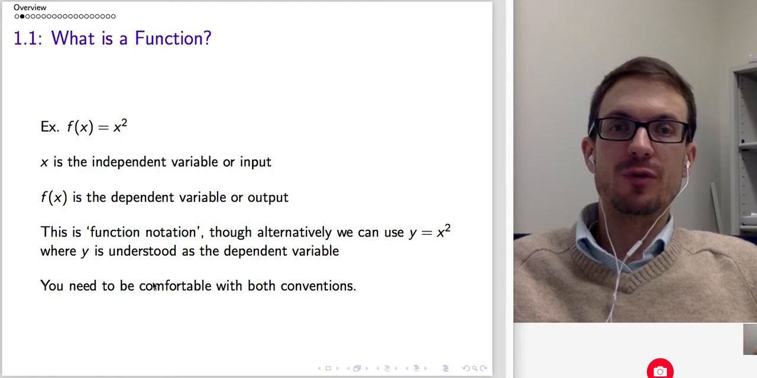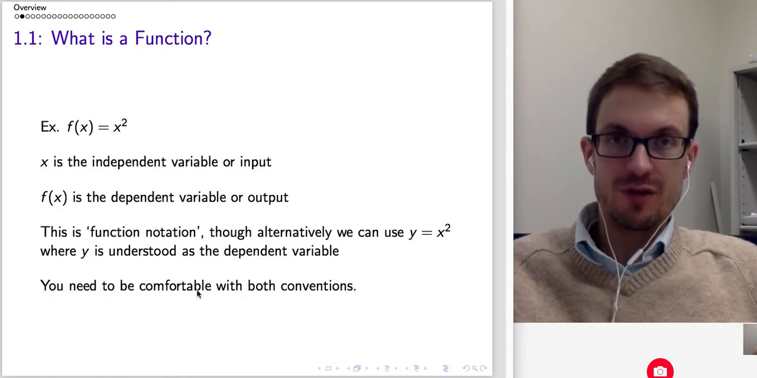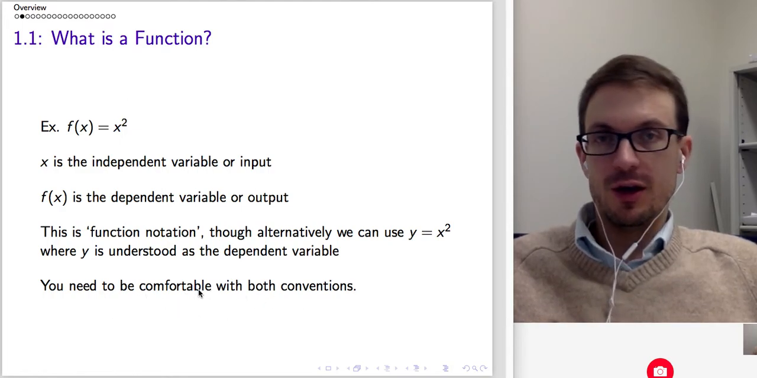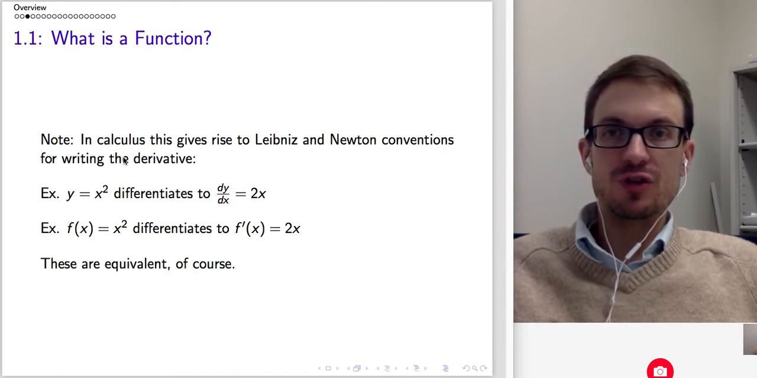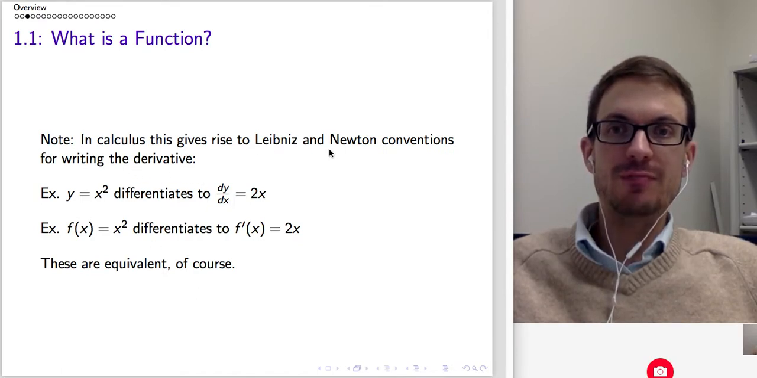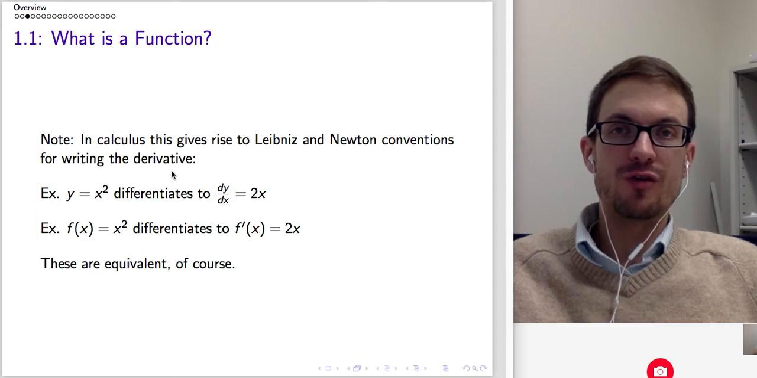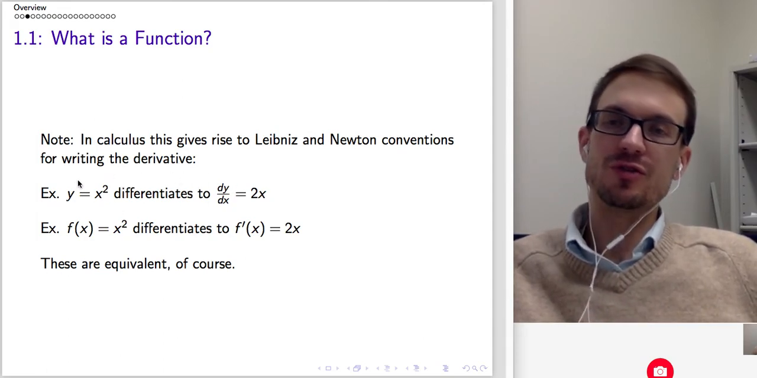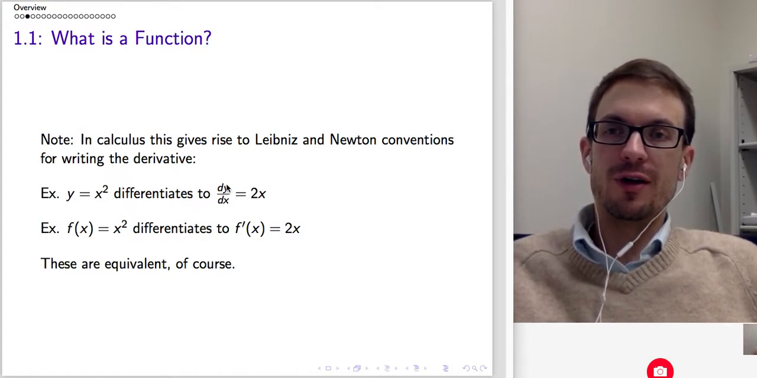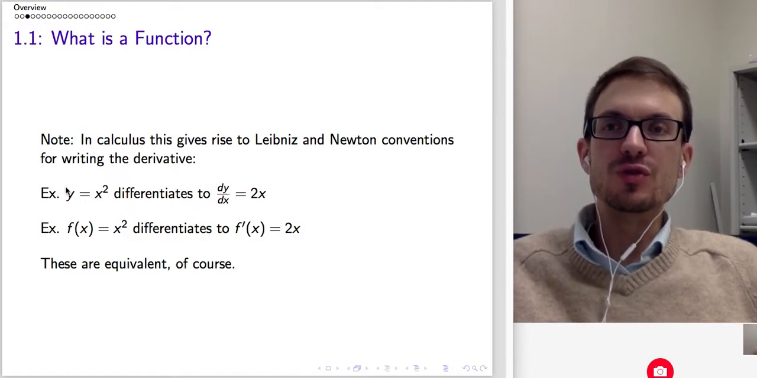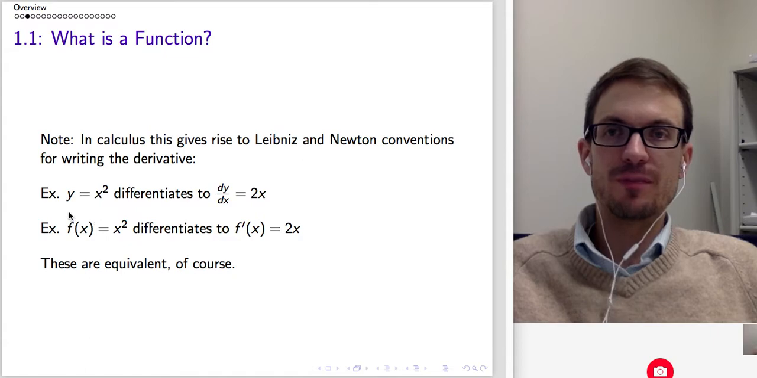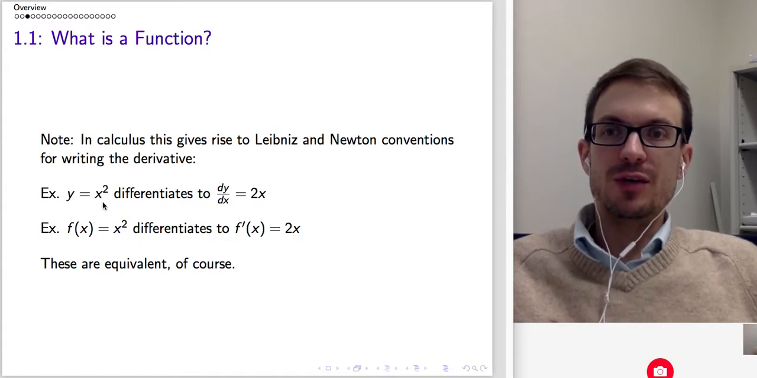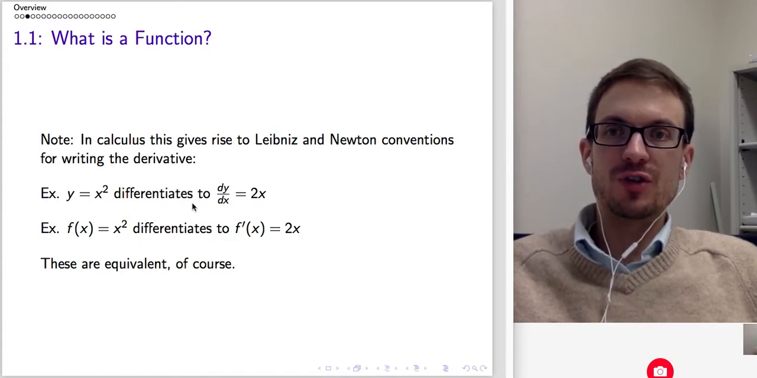And you want to be comfortable with both of these conventions for a variety of reasons. One is, you might have seen, or you might see in the future, in calculus, we have Leibniz and Newton conventions for writing the derivative. We don't care what the derivative is at this point. It's irrelevant for our class, but here's just a point to illustrate where we might use these different ways of referring to a function. Suppose we're using y equals x squared to refer to this function. We take the derivative with respect to x, dy dx is equal to 2x.